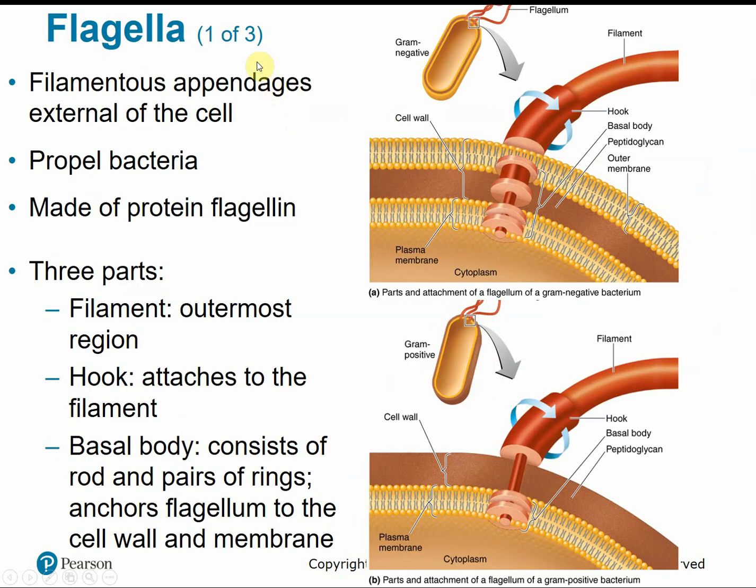Flagella, similar to eukaryotic cells, are those tail-like extensions that help propel the cell through a fluid. The prokaryotic flagella is made of 3 parts. The filament is your outermost region, the actual tail or hair portion coming off. The hook is what attaches to that filament. And the basal body is the actual motor of the flagella. It consists of essentially just rods and rings that anchor the flagellum to the cell wall and the cell membrane.